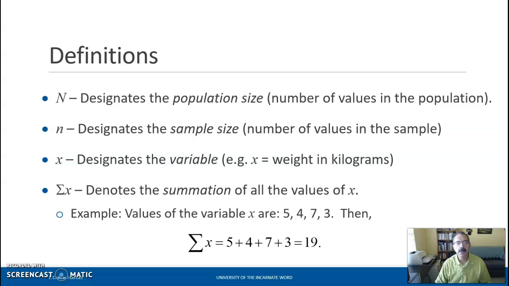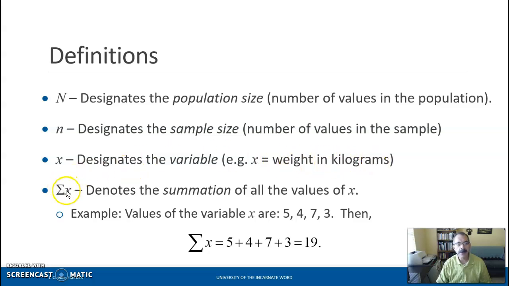Before we start, in the formulas that follow for measures of central tendency and dispersion, we're going to use the following letters. If you see capital N, that designates a population size, that is the number of values in the population. If you see a lowercase n, that designates the sample size, which is the number of values in the sample. The letter X designates the variable. For example, X could be the weight in kilograms.